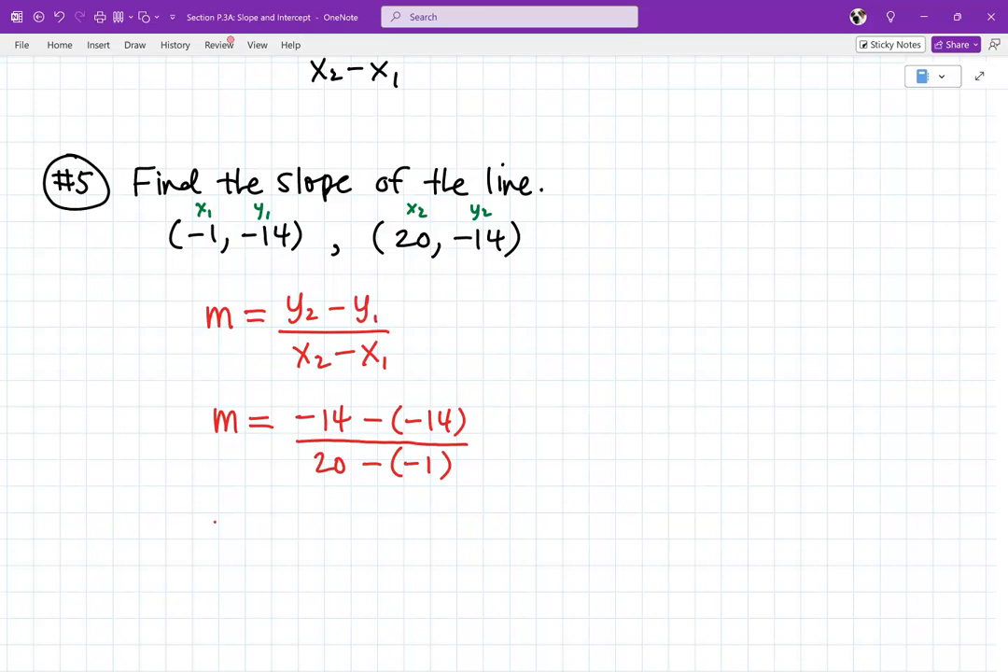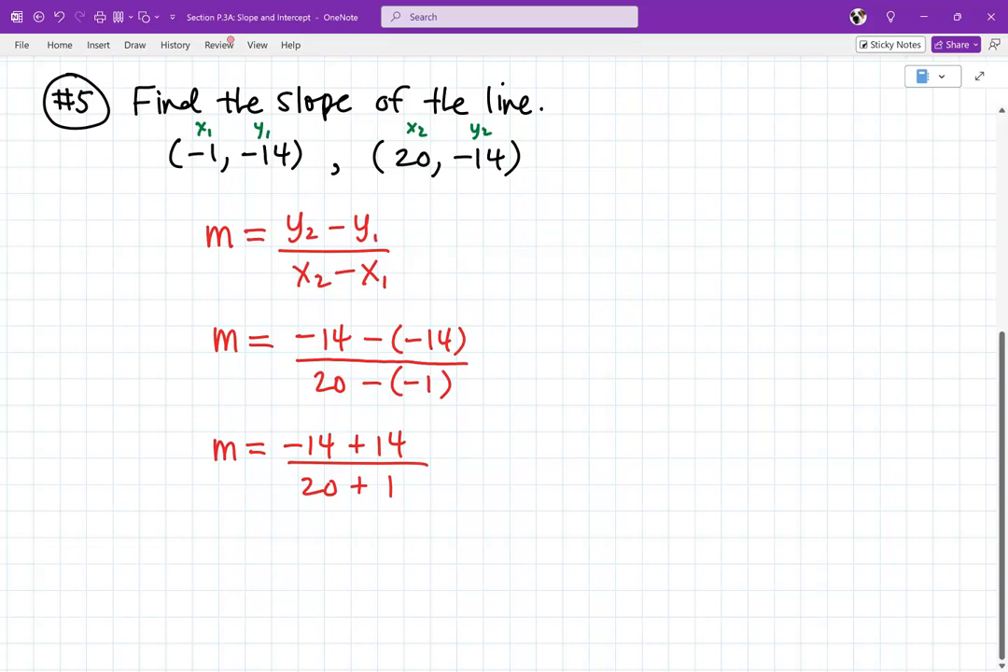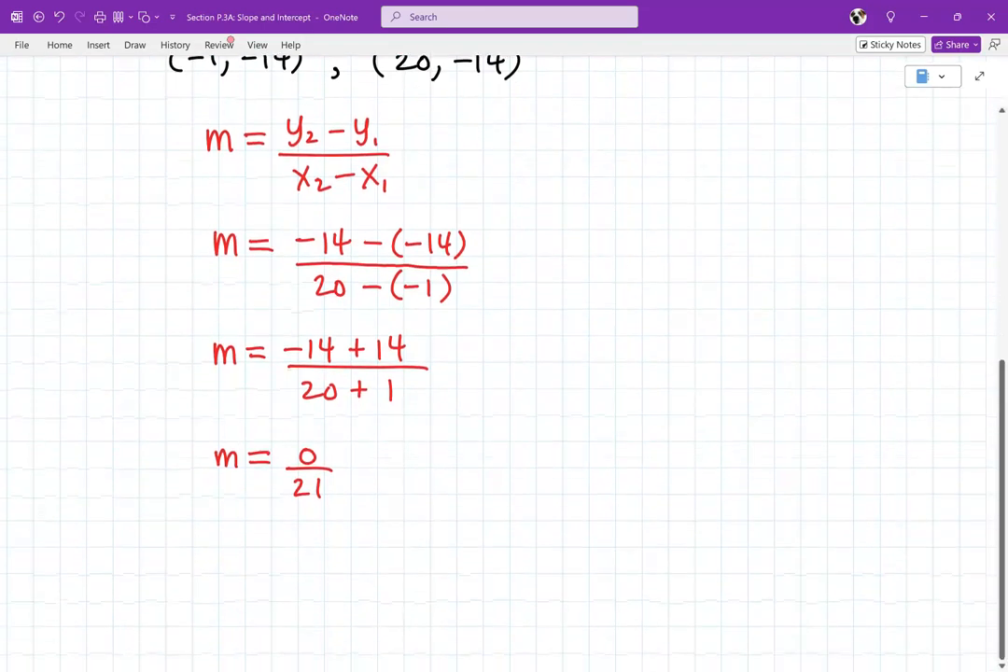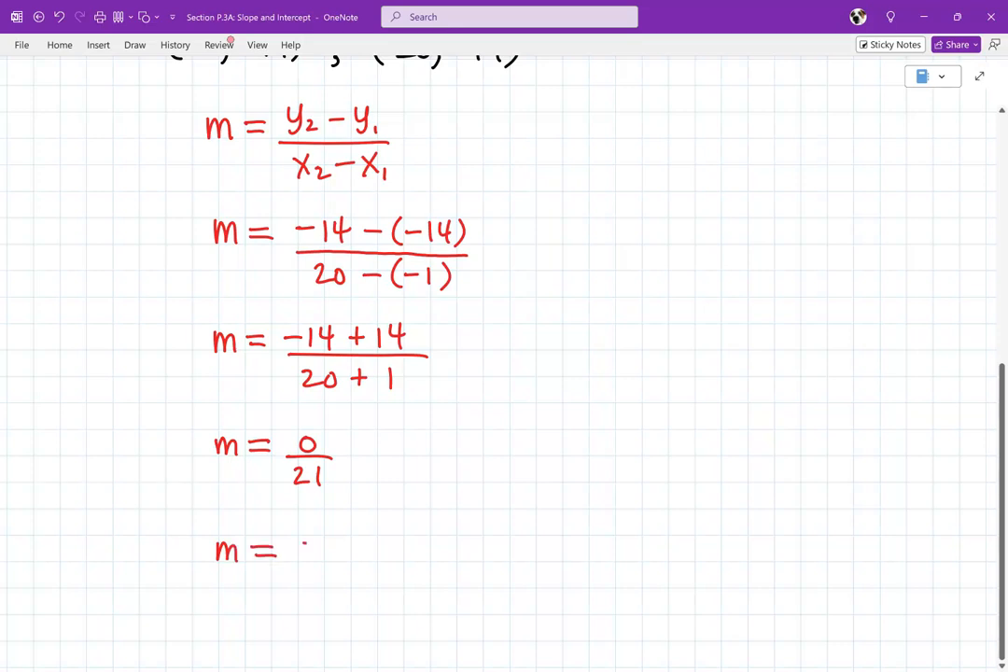So here we go. We got m is equal to negative 14 plus 14 over 20 plus 1. Well, negative 14 plus 14 is 0 over 21. Well, 0 divided by 21, if you have 0 and you cut it into 21 parts, what do you have? Still have 0, right? So my answer is 0. And that's my slope. That's it.